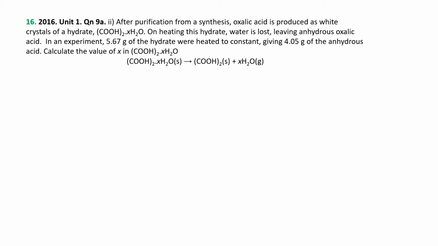So pretty much the same type question. We've got oxalic acid as a hydrate, so oxalic acid with some unknown numbers of waters. On heating it, water is lost, leaving the anhydrous. And here's a little equation they give us to show us that whole thing going on. Much more importantly, 5.67 grams of the hydrate were heated to constant mass, from which we got 4.05 grams of the anhydrous acid. So there you are. So of course, the difference there, the 1.62 grams, is the water that was driven off. So we've got the relative number of grams of the oxalic acid and the water.